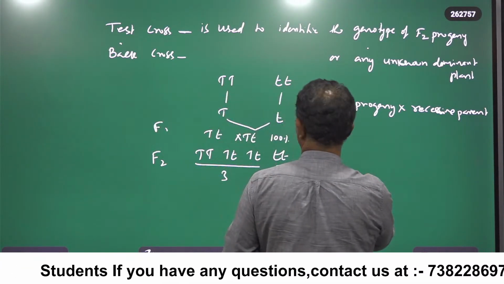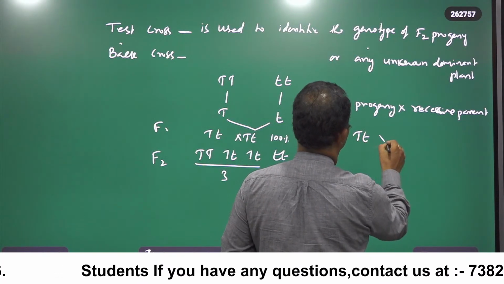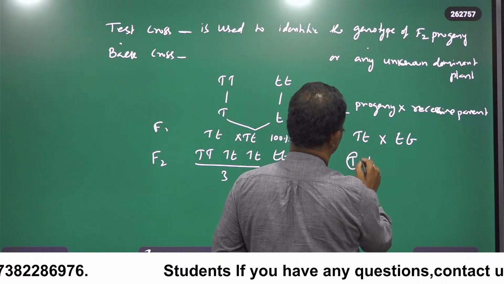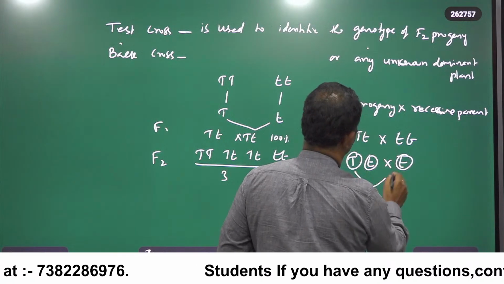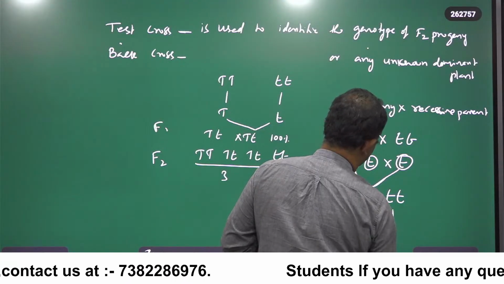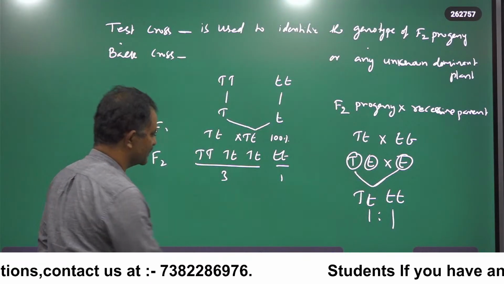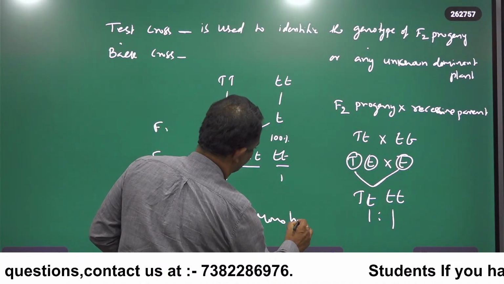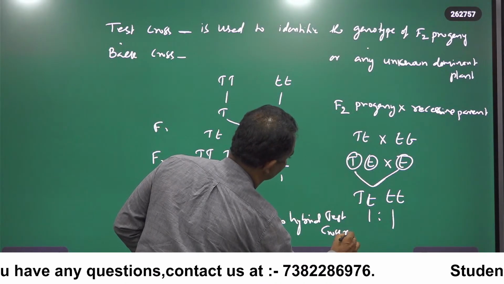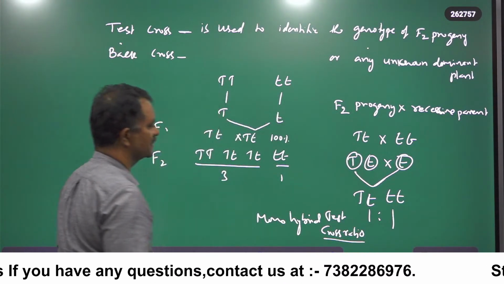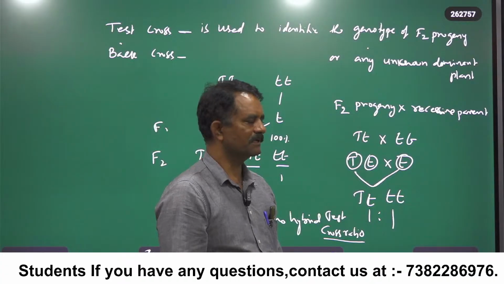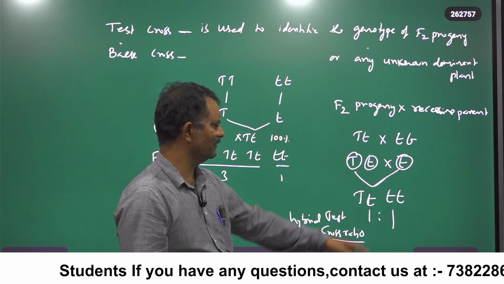F2 progeny with recessive. For example, capital T, small t is crossed with small t, small t. So capital T is one gamete, small t is one gamete, as well as small t. Automatically we get capital T small t, small t small t. This is the monohybrid test cross ratio. The monohybrid test cross ratio is 1:1. So it is the hybrid plant with the recessive parent, and automatically we get 1:1.